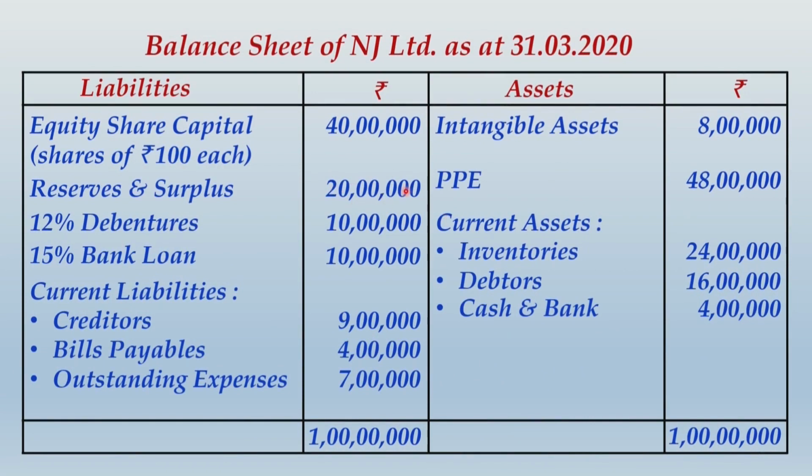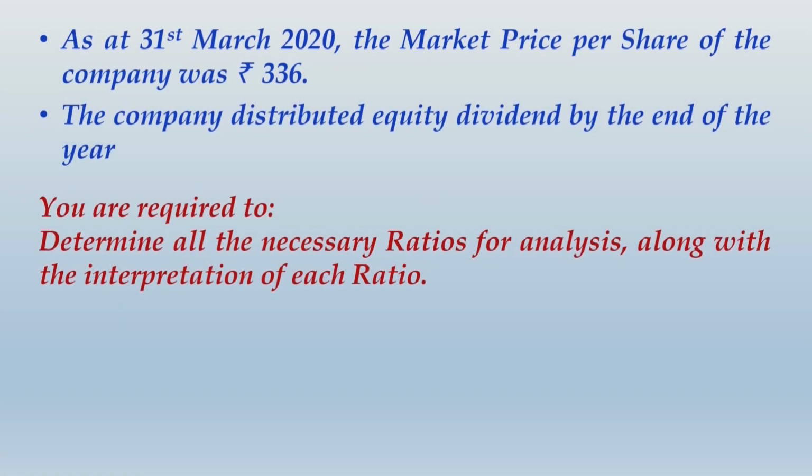Now these things a student must reconcile before computing and analyzing ratios, because if you are not catching the hidden information, you will not be able to make your solution correct. So please exercise these precautions in every question you solve ahead. Question further informs you something more. It says, as at 31st March 2020, the market price per share of the company was rupees 336. The company distributed equity dividend by end of the year.